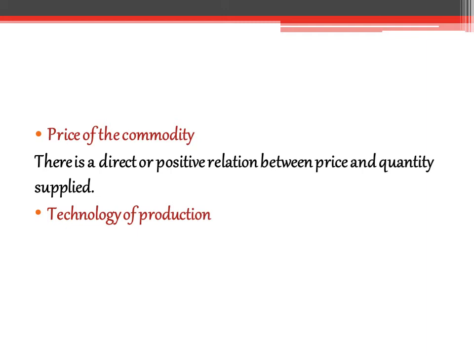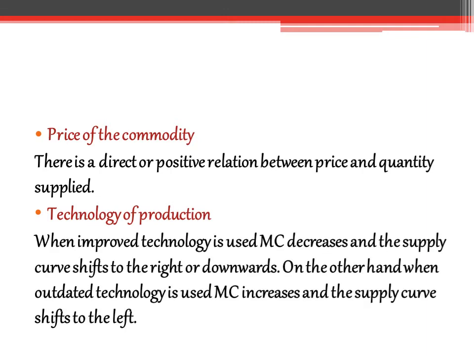The second factor is technology of production. It is an important factor. When improved technology is used, the marginal cost decreases and the supply curve shifts to the right. While when outdated technology is used, the marginal cost increases and the supply curve shifts to the left. So technology of production is related to the supply of a commodity. When we are using improved technology, our cost decreases and the supply curve shifts to the right. That means downwards. If we are using outdated technology, then marginal cost increases and the supply curve shifts to the left.